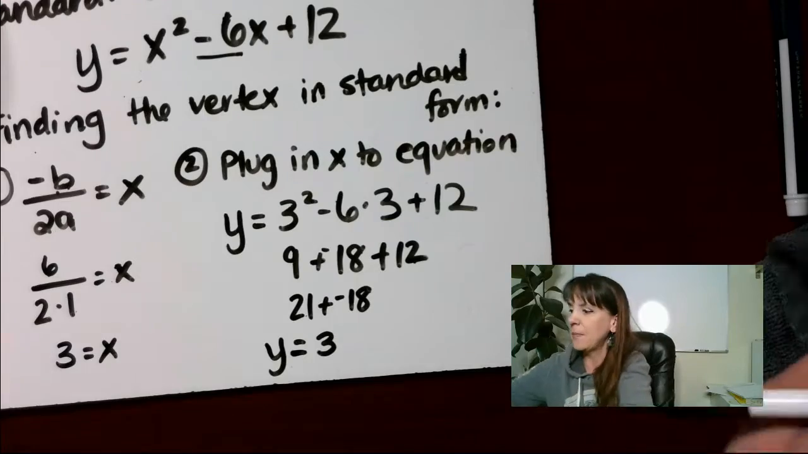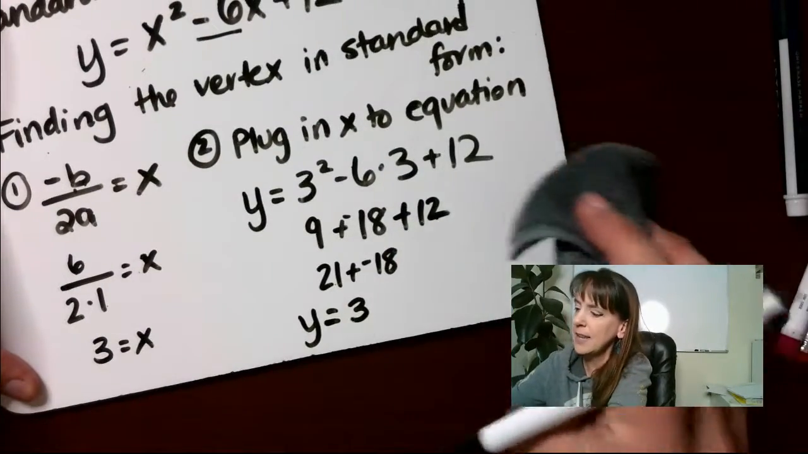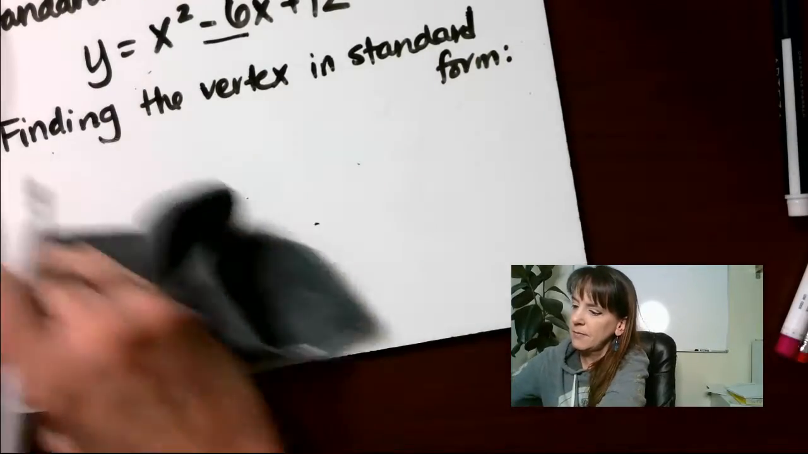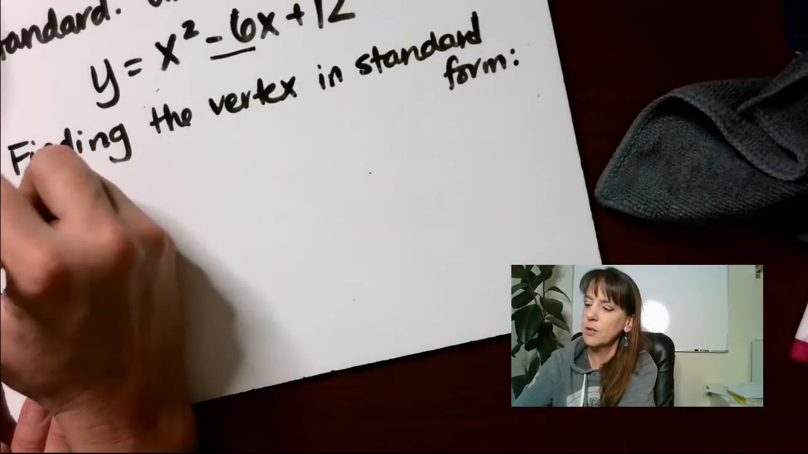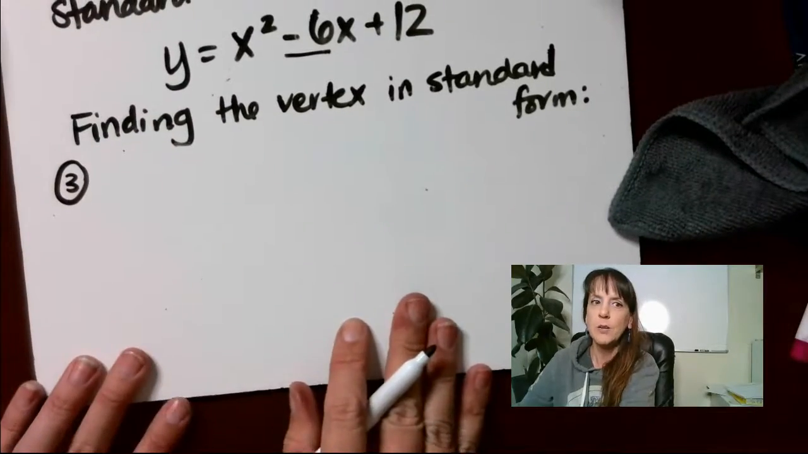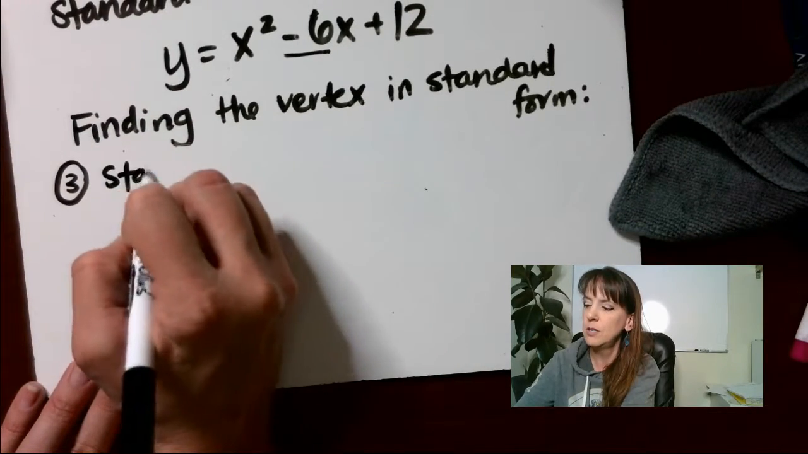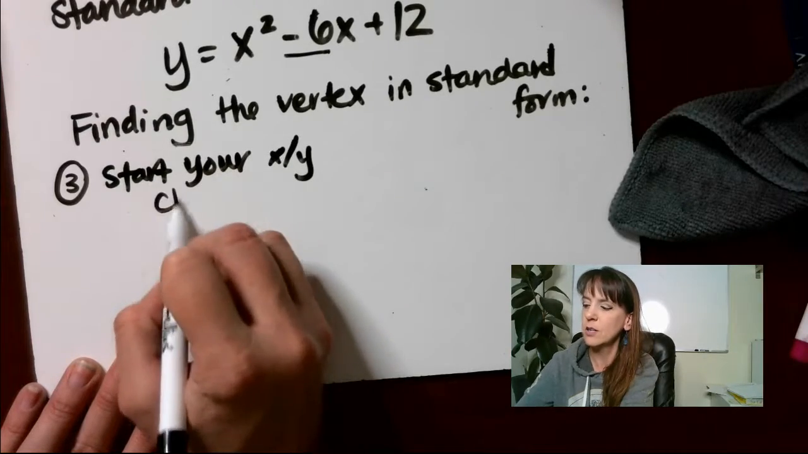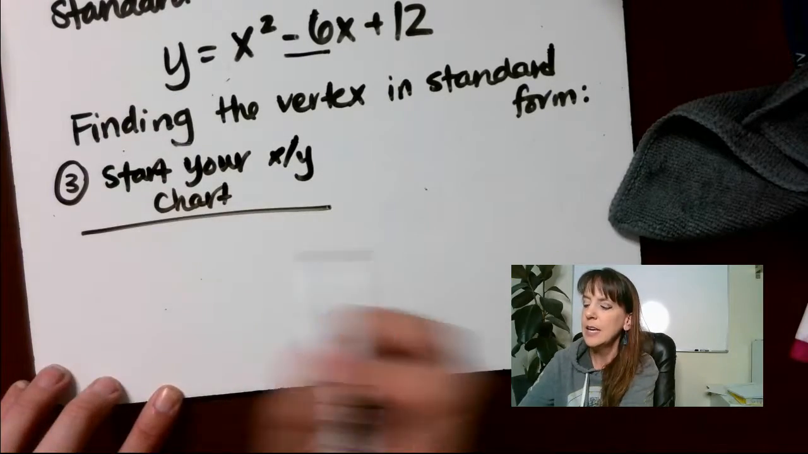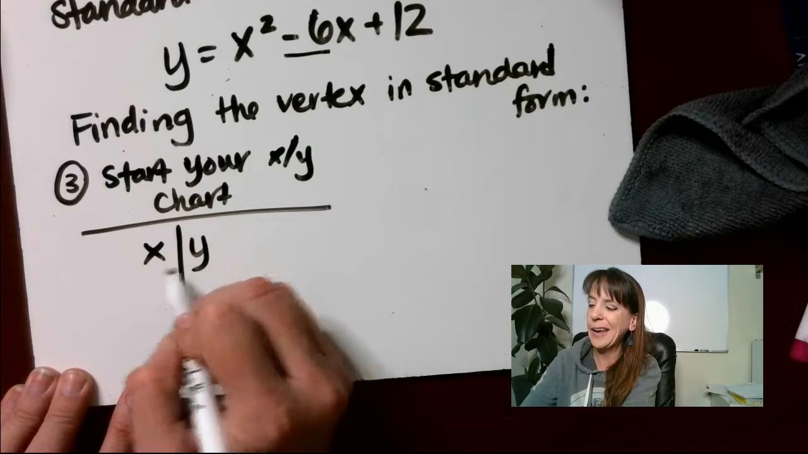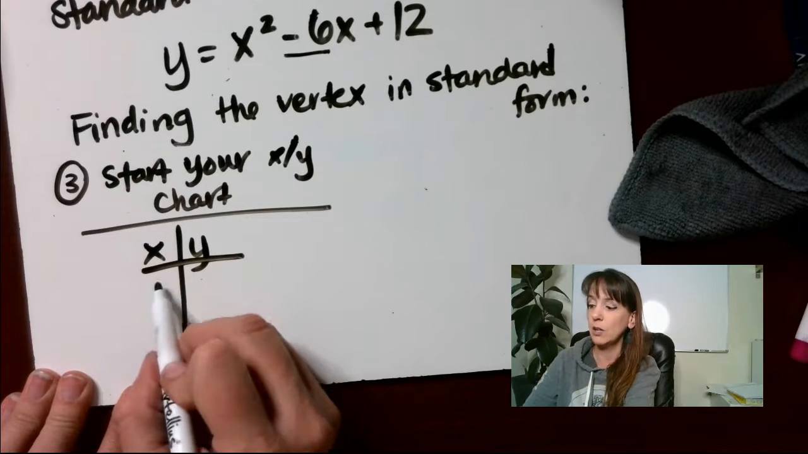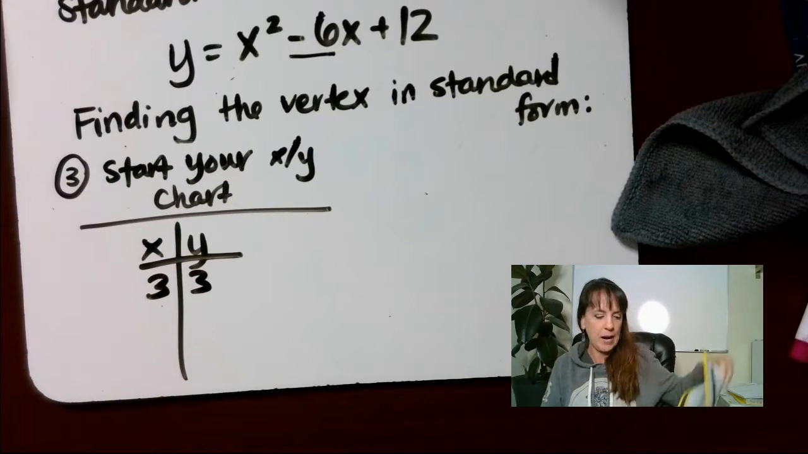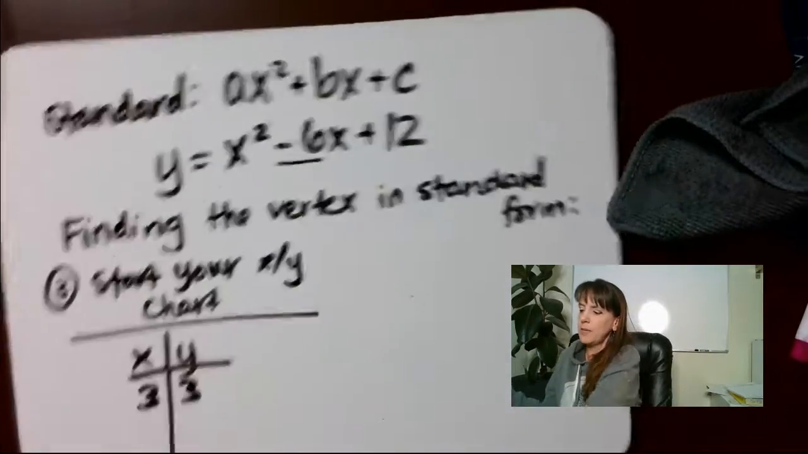Our third step is to take that information and start our XY chart. So number 3, right? You're going to start your XY chart. Okay? That means we're gonna have X, Y, and the first thing that you put in your XY chart is your vertex, right? 3, 3.